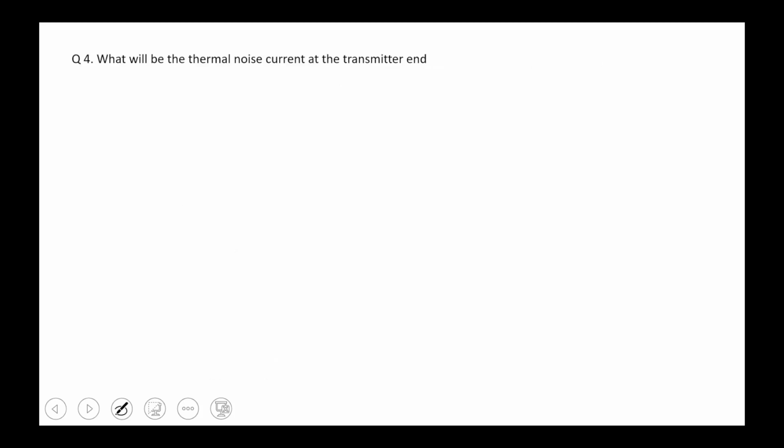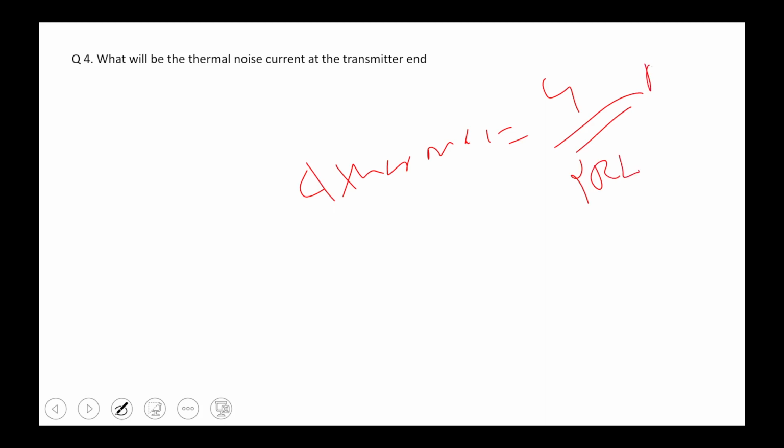What will be the thermal noise current in the transmitter? Again you have to calculate thermal noise. Thermal noise is 4kT upon the load resistance, delta f. The load resistance R_L, 10 kilo ohm, is given, and through this you can calculate the thermal noise.